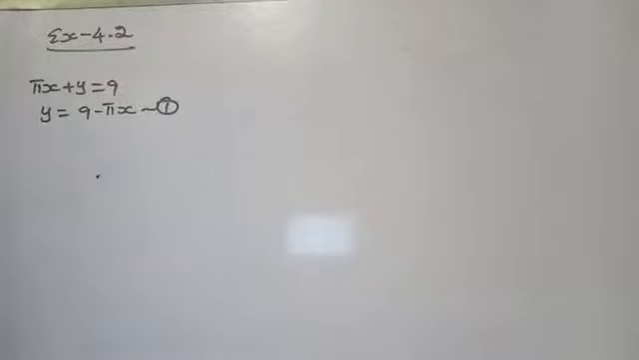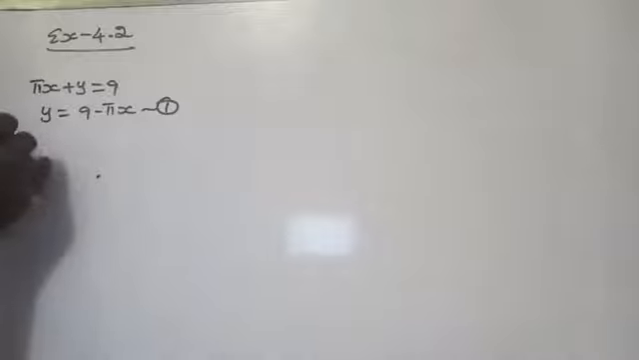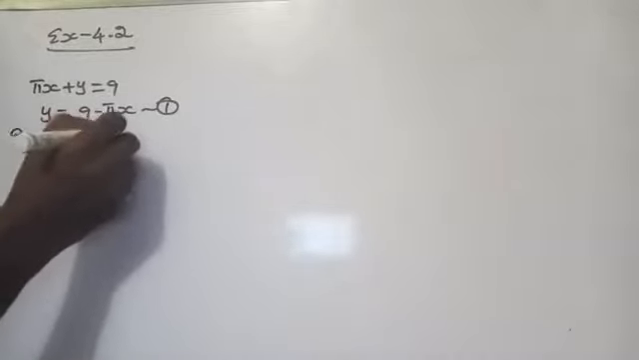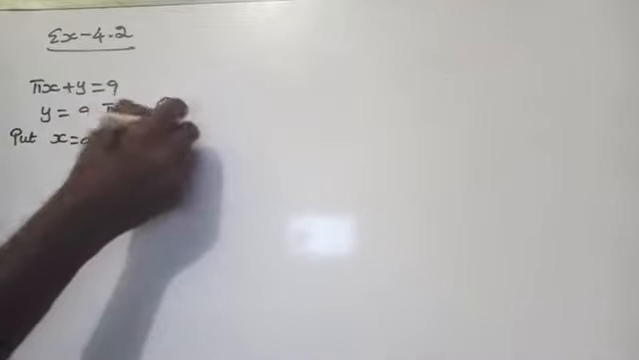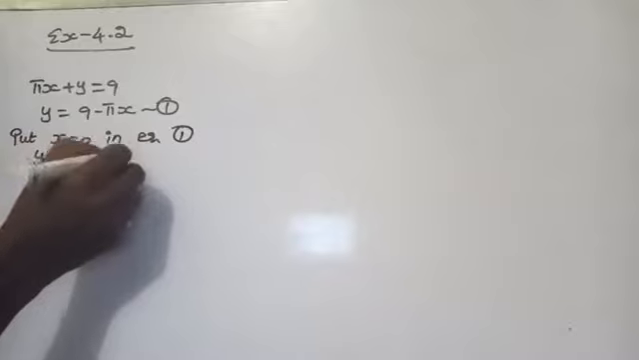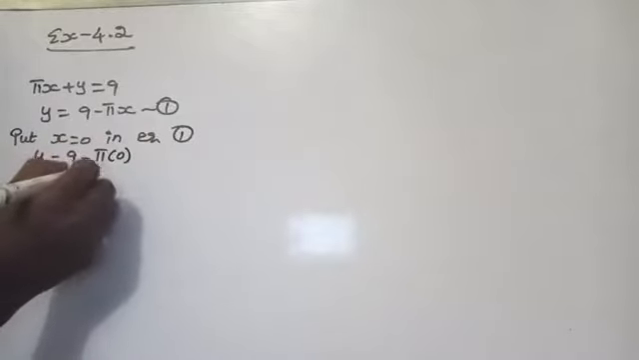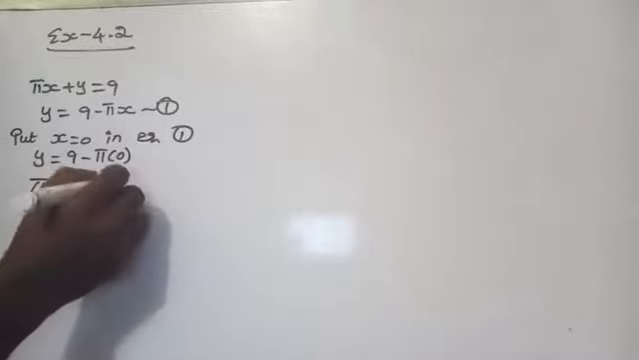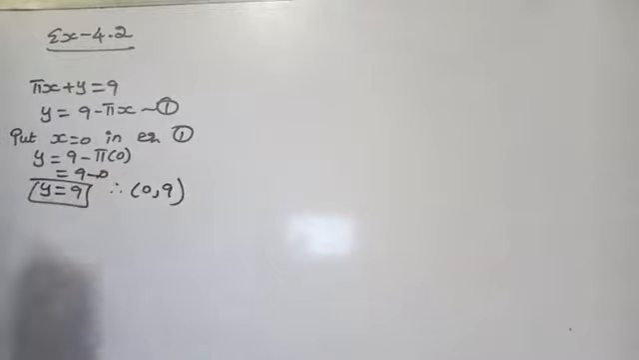Okay. So what we can do, put x is equal to 0 in equation 1, then what will become? y equal to 9 minus pi into 0. So 0 into anything is what? 0. So 9 minus 0, which is equal to 9. So y equal to what? 9 here. Therefore 0 comma 9 is a solution.